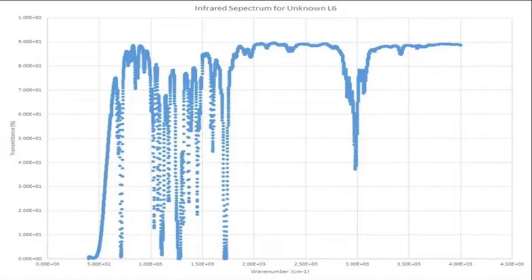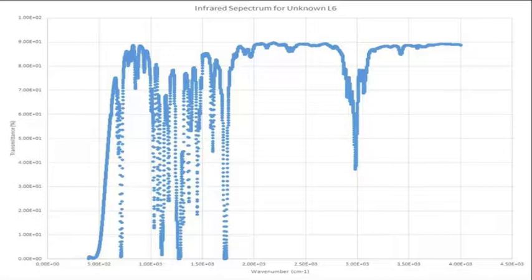This is the plot generated from unknown liquid 6. Peaks are shown in the functional group region at 2800 to 3100 inverse centimeters, and also around 1700. There is also a peak at 1600 inverse centimeters and a lot of peaks in the fingerprint region, which is below 1500 inverse centimeters. The peaks around 2800 inverse centimeters represent the sp3 hybridized CH bonds.